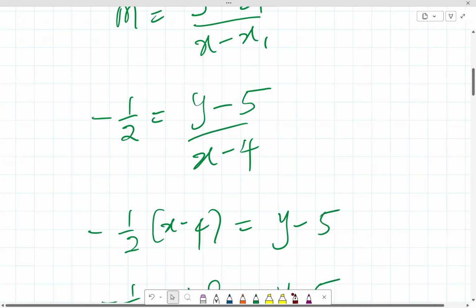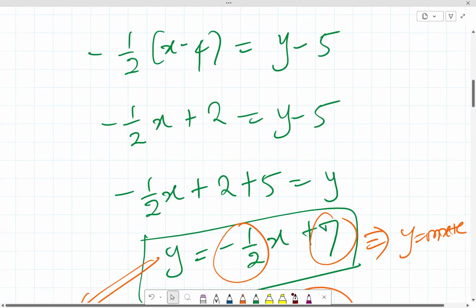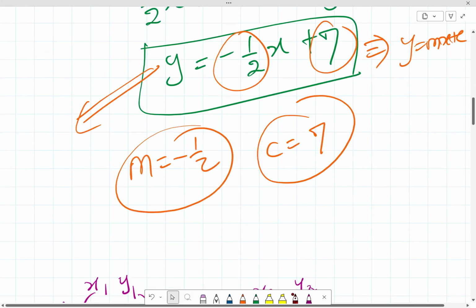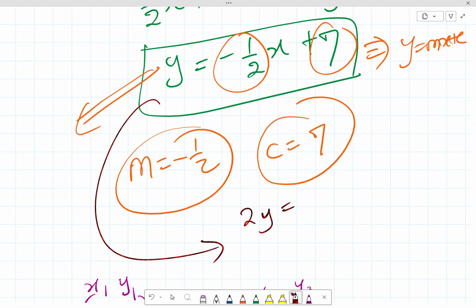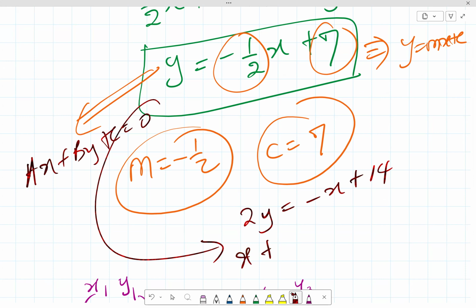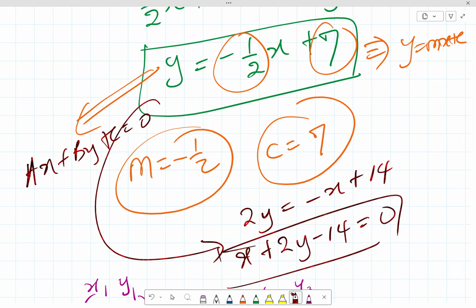So okay, this is the first one today. So we got this. To put this in the general form, of course, you're still going to take care of all that. So you have to multiply through by 2. So you have 2y equals minus x plus 14. In the general form, you simply have ax plus by plus c equals 0. So in that case, you can transfer this. So you have x plus 2y minus 14 equals 0. That's the general form in that case.